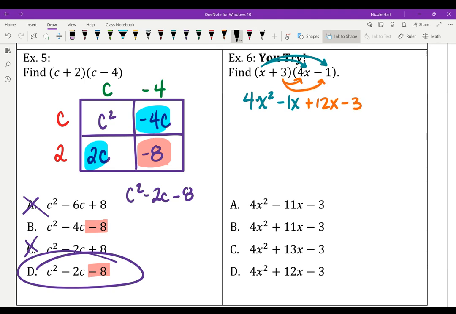I'm going to combine my like terms. We have 4x squared. Negative 1x plus 12x gives us a positive 11x minus 3. And there we can find that very obviously C and D are not plausible answers, and our answer is B.